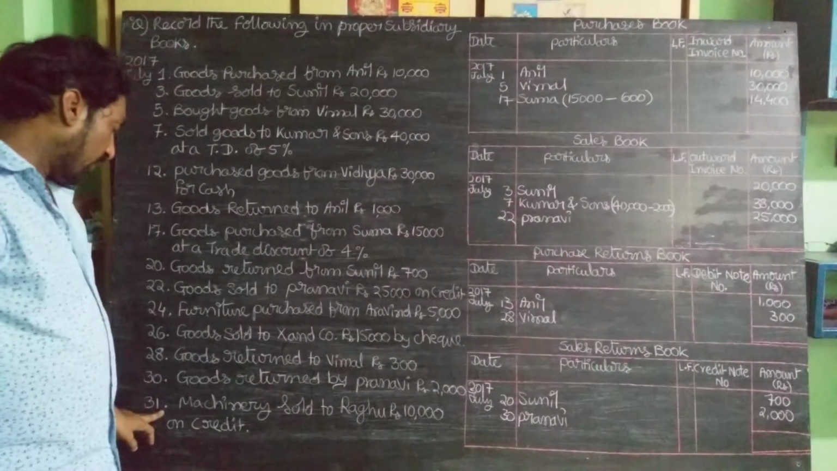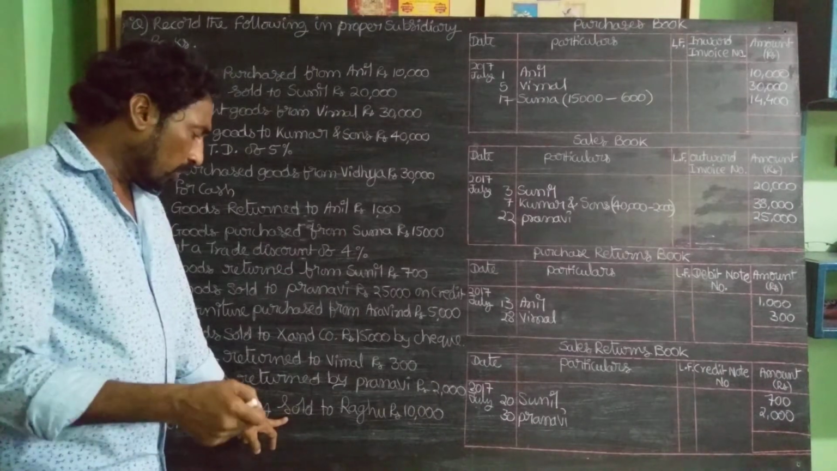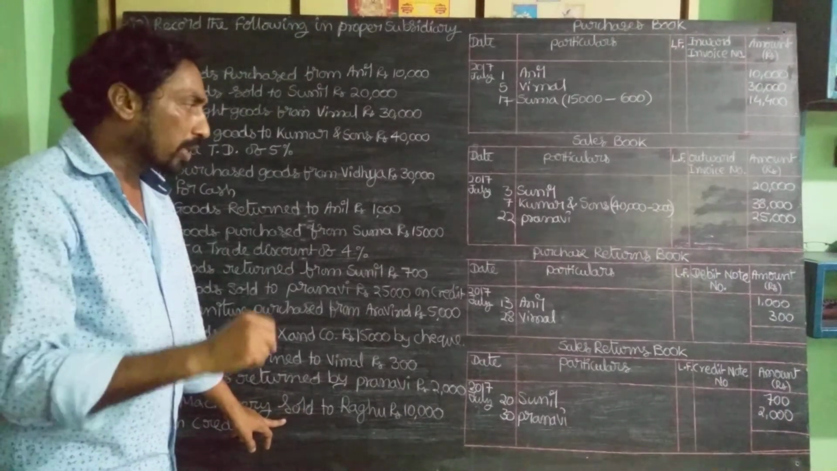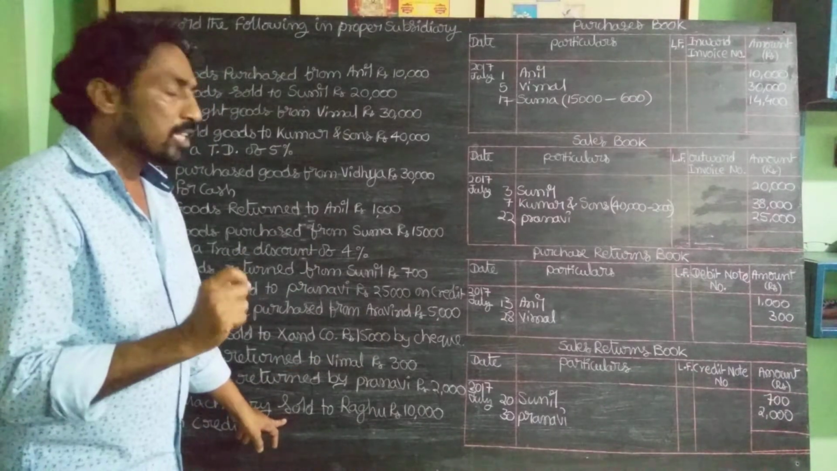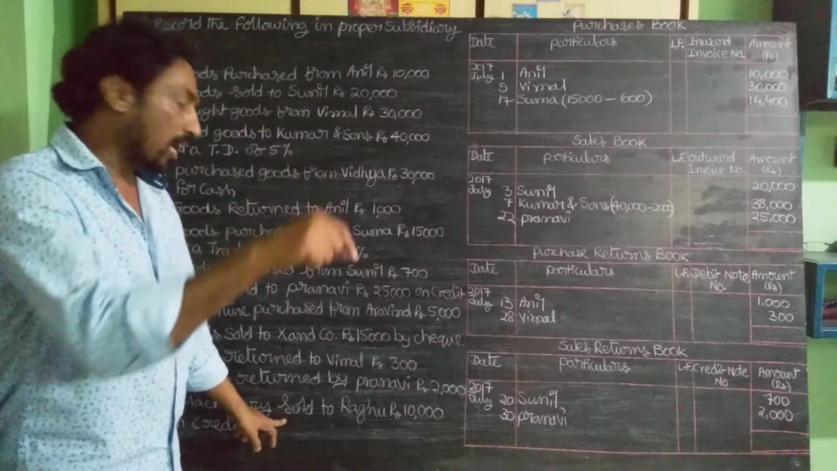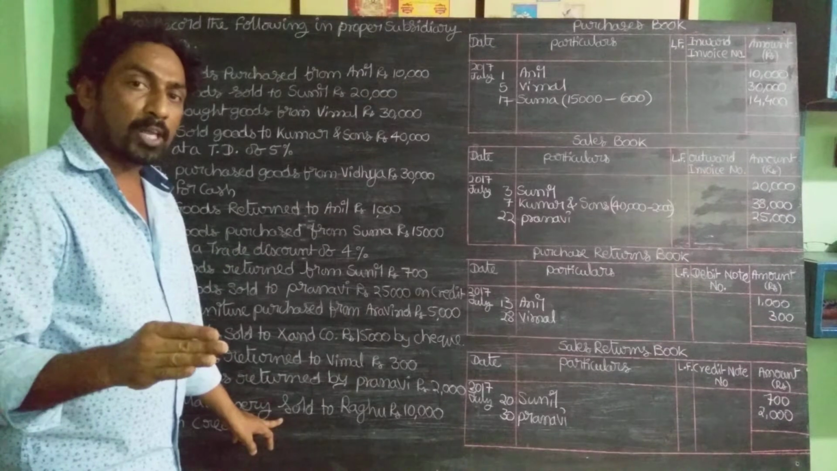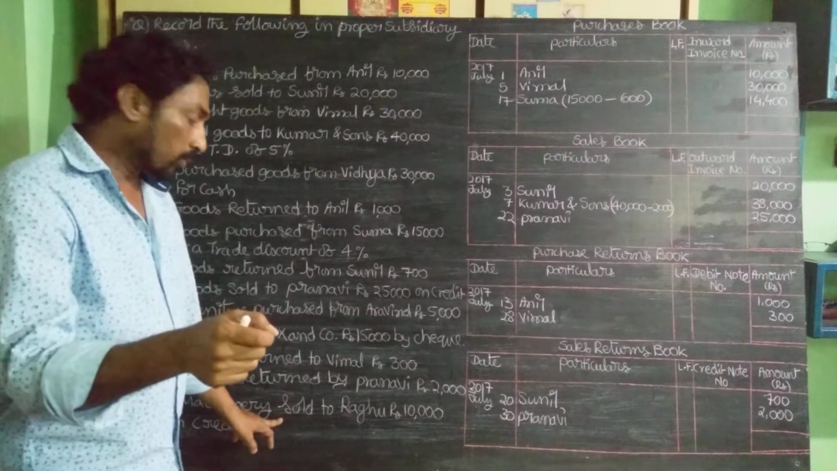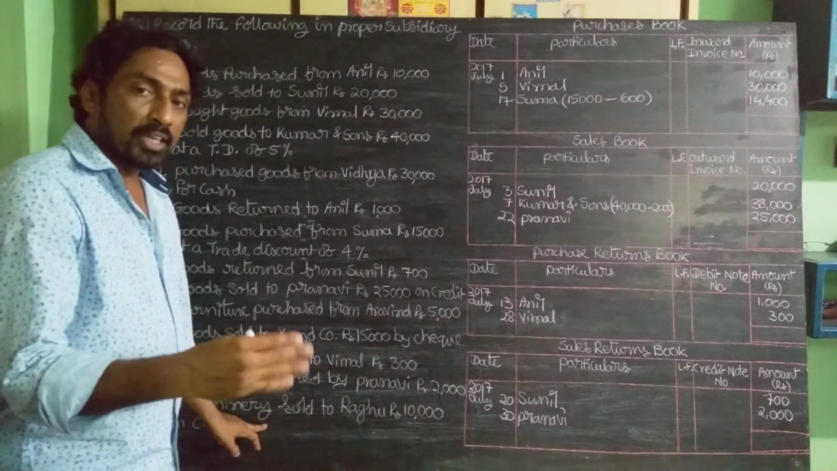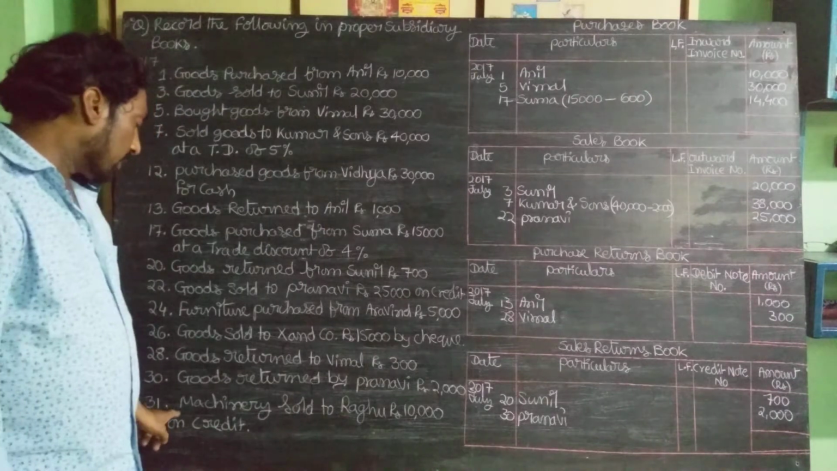Next, 31st date, machinery sold. Machinery is an asset. When assets are sold on credit, it is to be recorded in the journal proper, not in the sales book. In the sales book, only goods sold on credit are recorded. Assets sold on credit are recorded in the last subsidiary book, that is, the journal proper. This transaction is also explained in the next class.